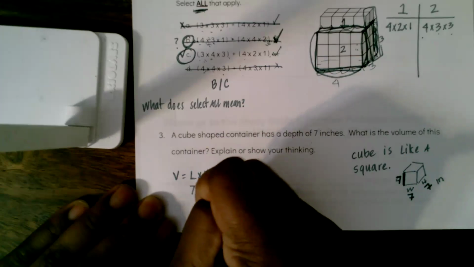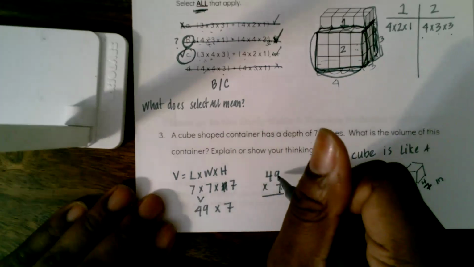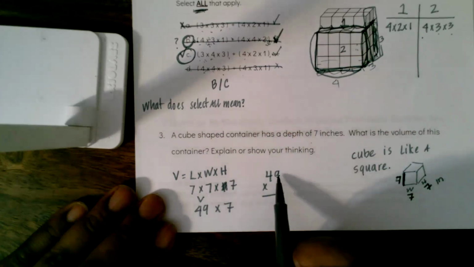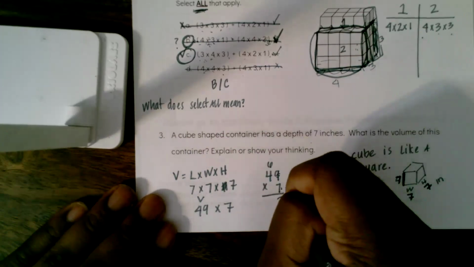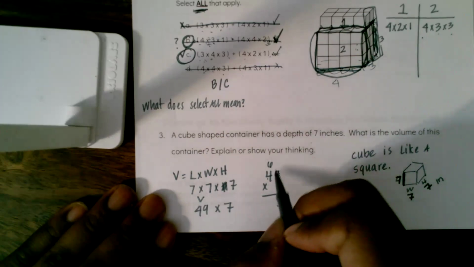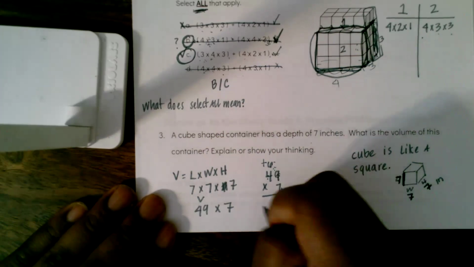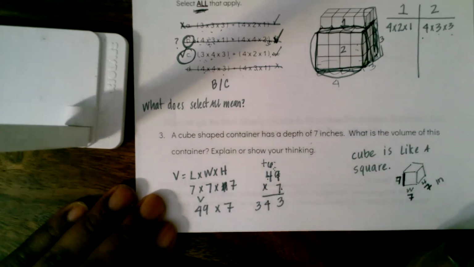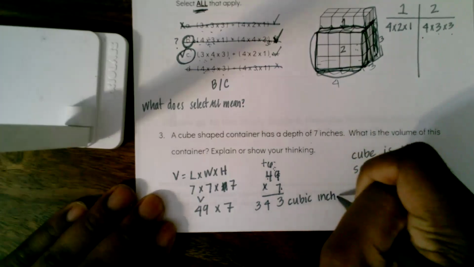7 times 7 is 49. And 49 times 7, 7 times 9. Here's an easy way for me to know. I know that 7 times 10 is 70. And if I'm multiplying 7 times 9, that's just 3 less. And 3 less is 63. So carry the 6, bring down the 3. 7 times 4. 7, 14, 21, 28 plus 6, 29, 30, 31, 32, 33, 34. 343 cubic inches.